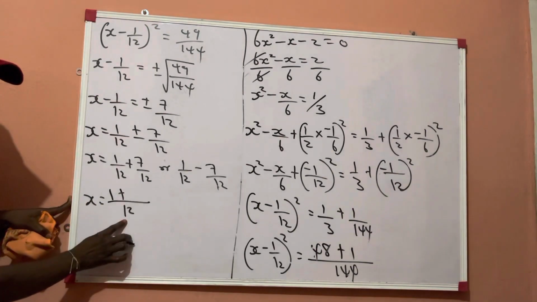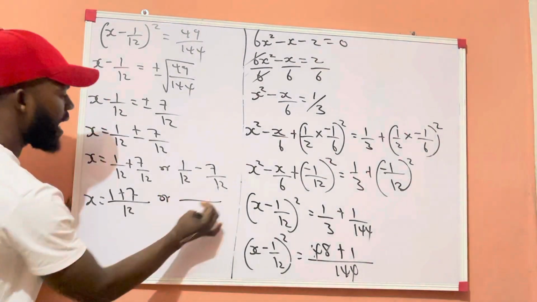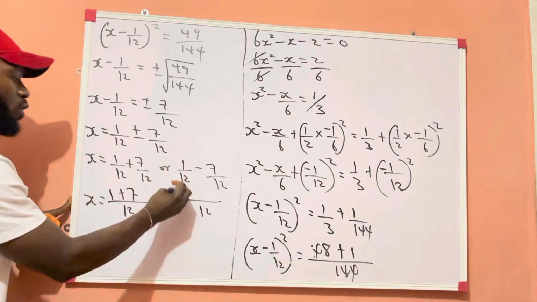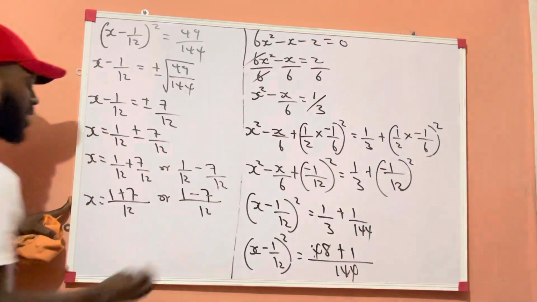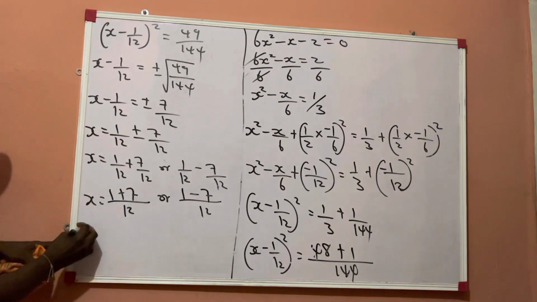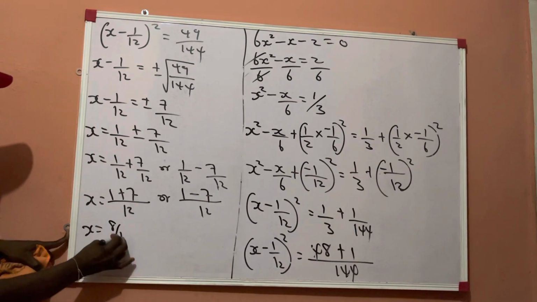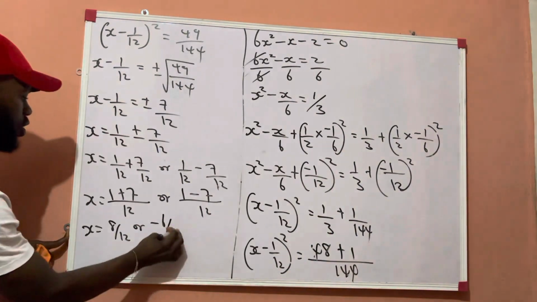Plus 12 into 12, 1. 1 times 7, 7. Or also the LCM here is 12. 12 into 12, 1. 1 times 1, 1. Minus 12 into 12, 1. 1 times 7, 7. So class, it means we have this: x is equal to 1 plus 7 will give us 8 over 12, or 1 minus 7 will give us minus 6 over 12.